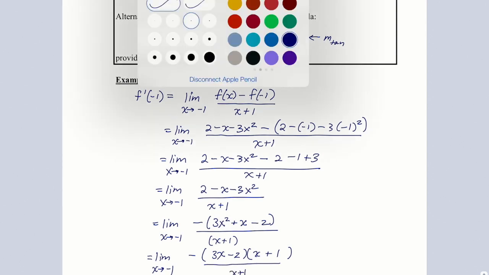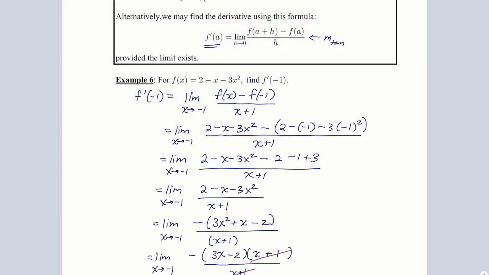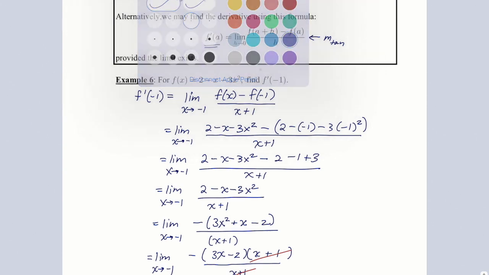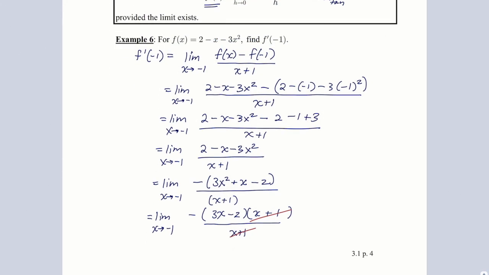And now I can reduce x plus 1 over x plus 1. And so now I have the limit as x goes to negative 1. And I can directly substitute, so I've got an opposite of negative 3 minus 2. Looks like that should be 5.